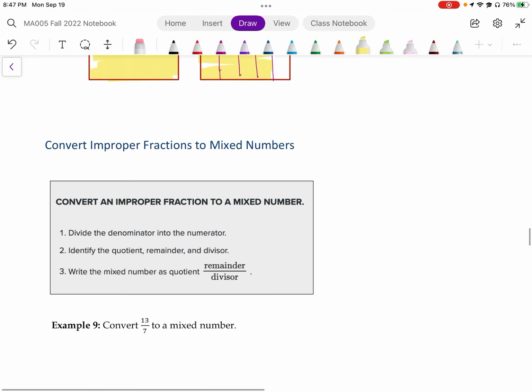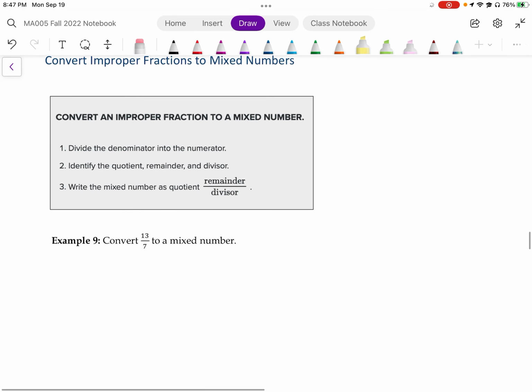Convert improper fractions to mixed numbers. Divide the denominator into the numerator. That's what you want to do first. So in other words, divide the top by the bottom. Identify the quotient, the remainder, and the divisor, and then the mixed number looks like this: quotient with remainder over divisor sitting right next to it. All right, so I'm going to show you what I mean by that. So 13 over 7.